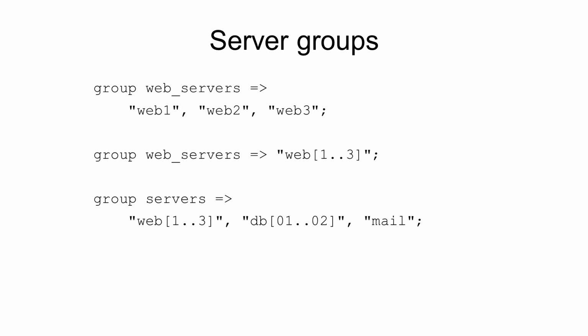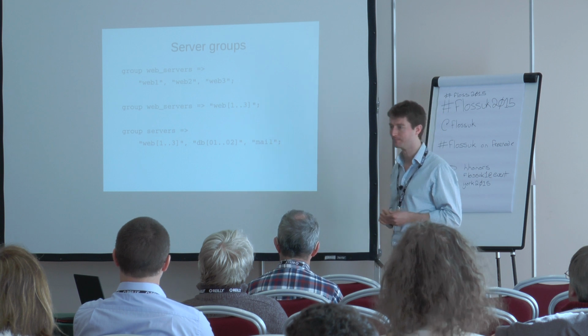Or, as you can see in the second example, I can be slightly cleverer and write it in the format there, so that will generate the same as the previous example. And again, this should look fairly similar to people who use Perl. And then the final example, I'm going to generate a whole bunch of servers there, web 1 to 3, db01 to 02, and just a simple mail server as well.